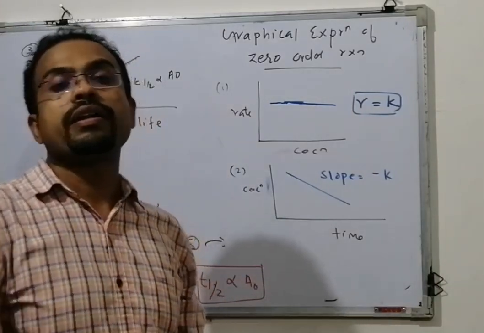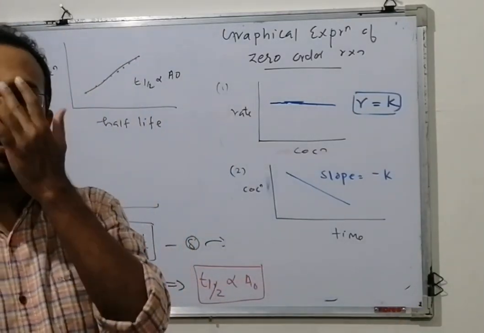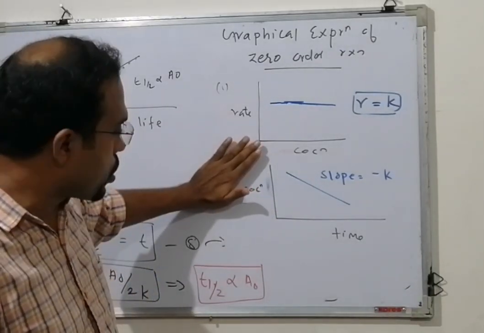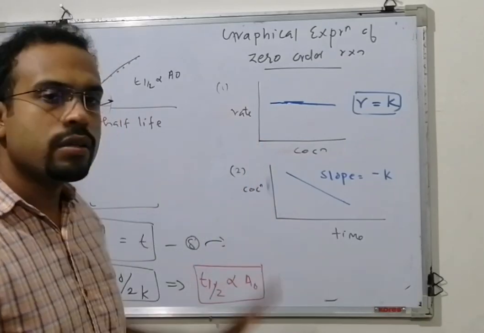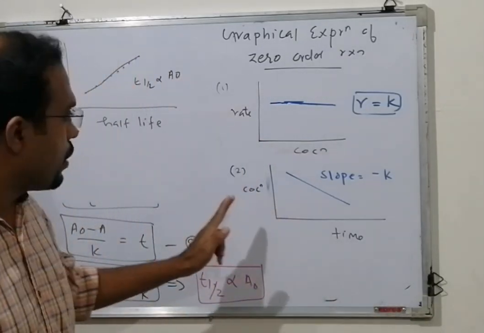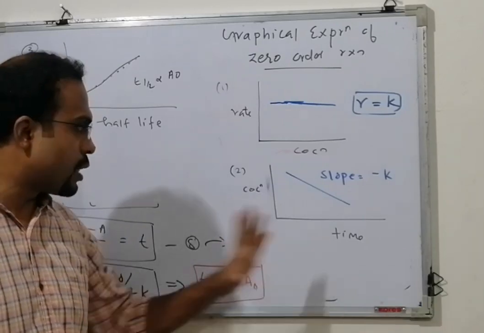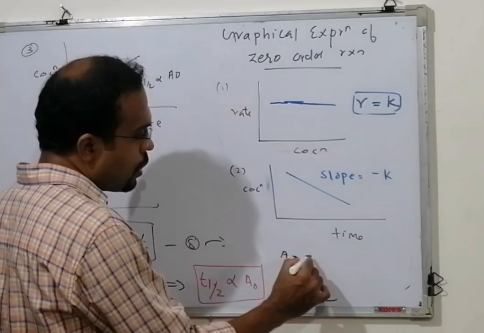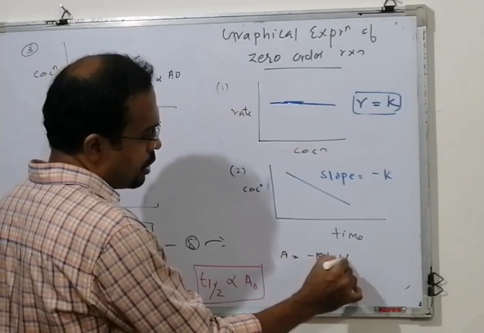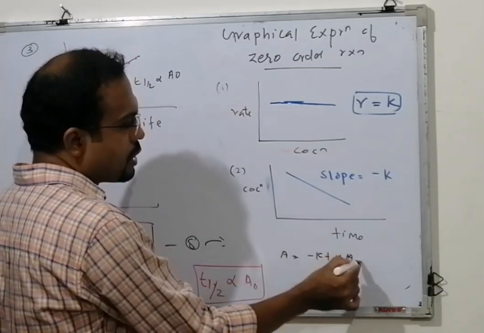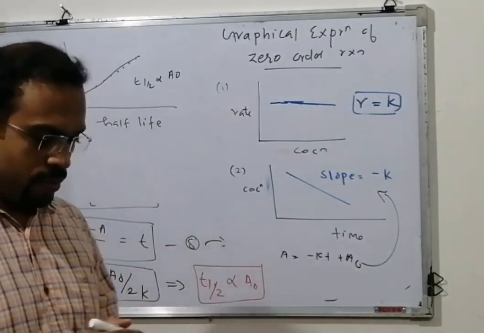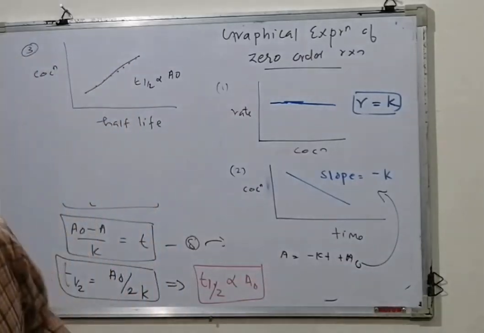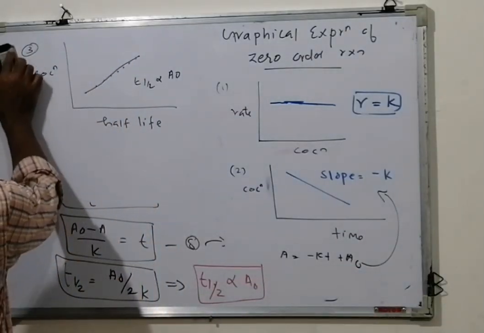The graph will be given and then the question will be, what is the order of the reaction? Suppose they give a graph like this and ask what is the order of this reaction. You should be able to identify it's zero order because it's concentration versus time. The concentration-time equation for zero order is A equals minus kt plus A0. This graph connects to this equation.